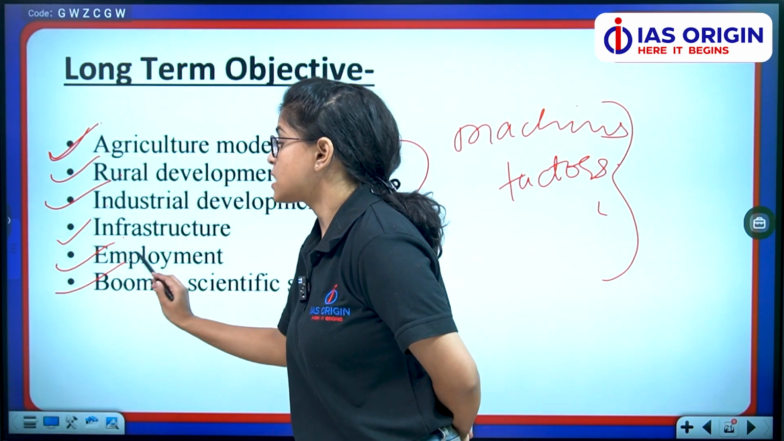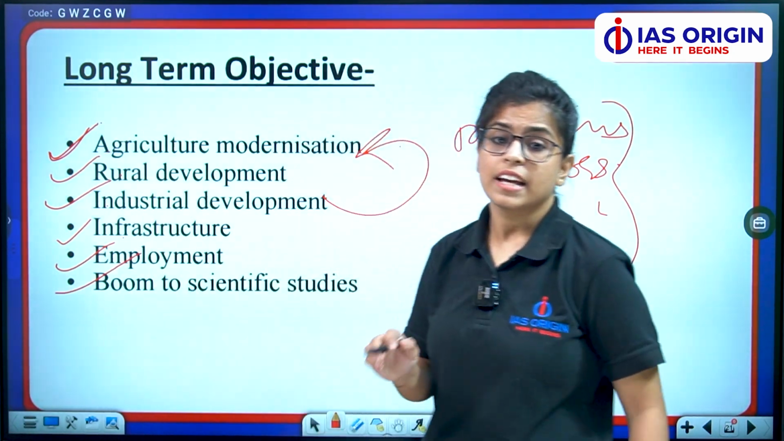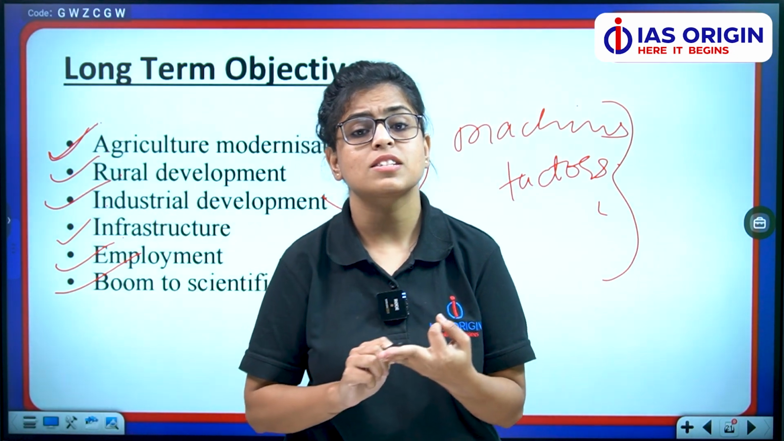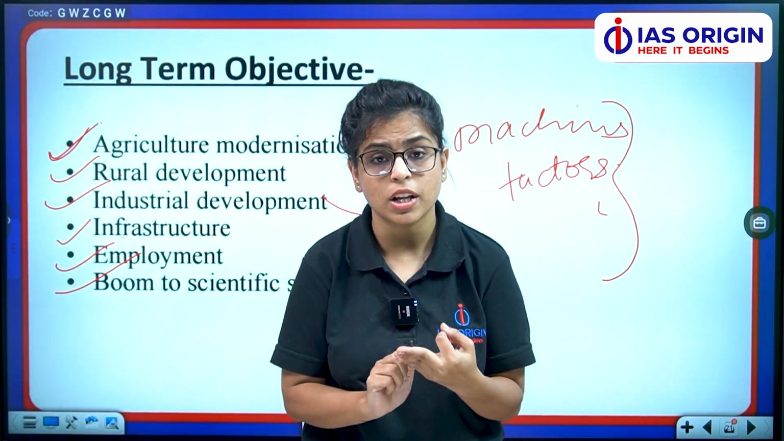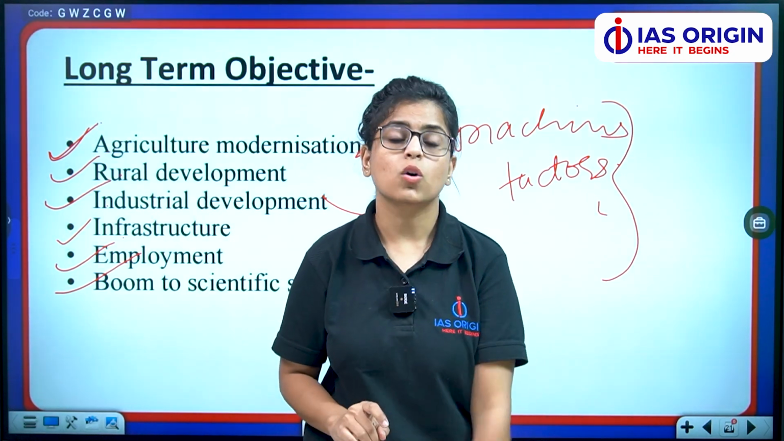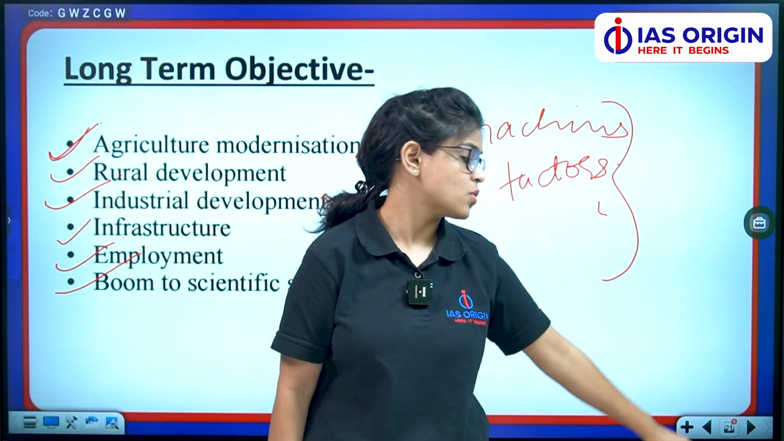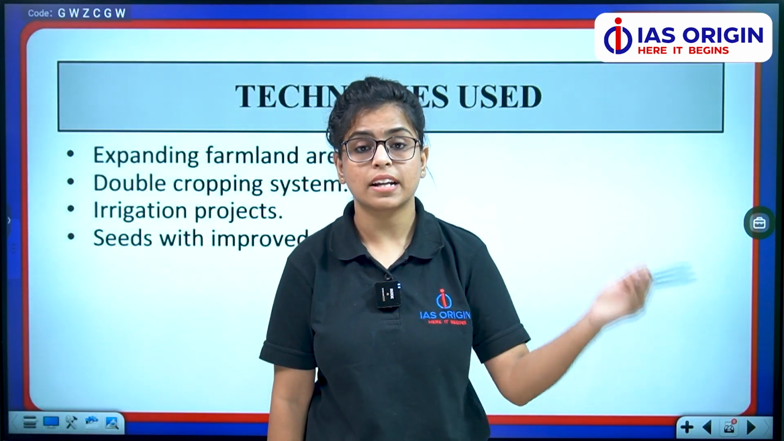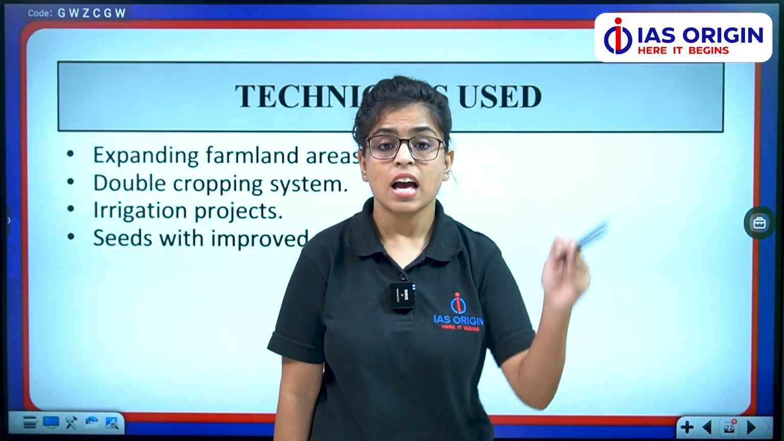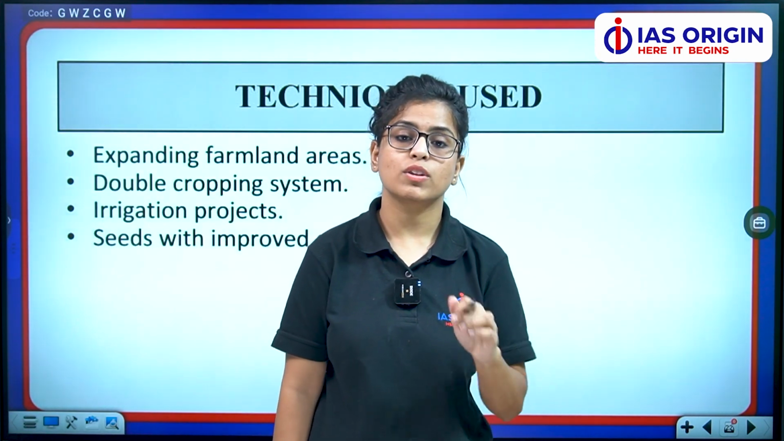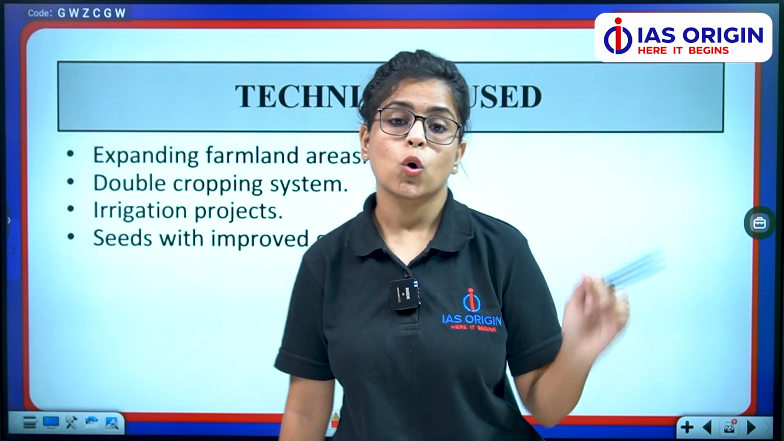And a boom to scientific study. As we said, HYV seeds. How come these HYV seeds, fertilizers and pesticides were built? Many researches were done for the same purpose. And as a result, scientific study got a boom in India because of this green revolution. Therefore, we can see not only the agriculture sector, but industrial as well as scientific sectors and infrastructure also got a boom. The long-term impact of green revolution touched every sector.